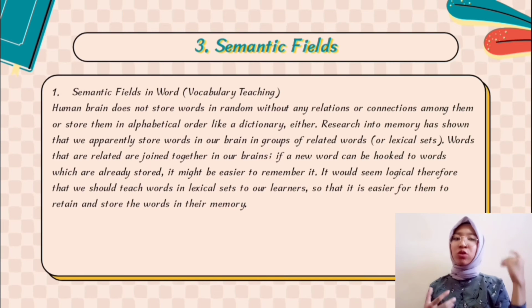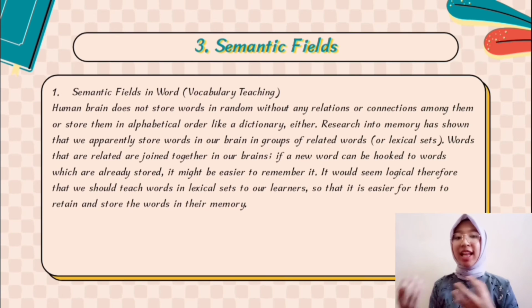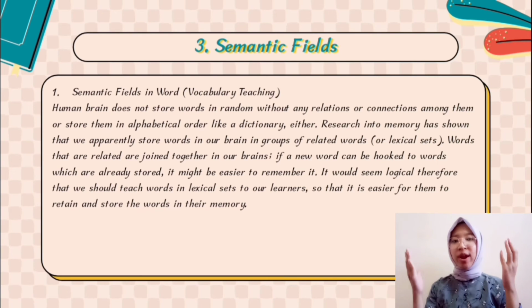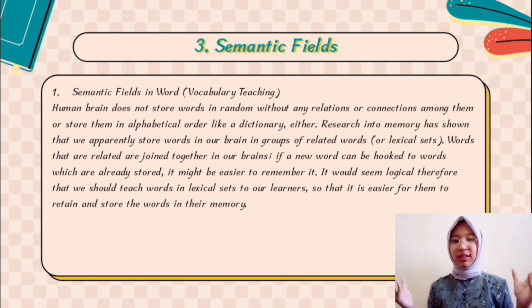The human brain does not store words randomly, without any relation or connections among them, nor in alphabetical order like a dictionary. Research into memory has shown that we apparently store words in our brain in groups of related words, or lexical sets. Words that are related are joined together in our brains. If a new word can be hooked to words which are already stored, it might be easier to remember it. It would seem logical, therefore, that we should teach words in lexical sets to our learners so that it's easier for them to retain and store the words in their memory.